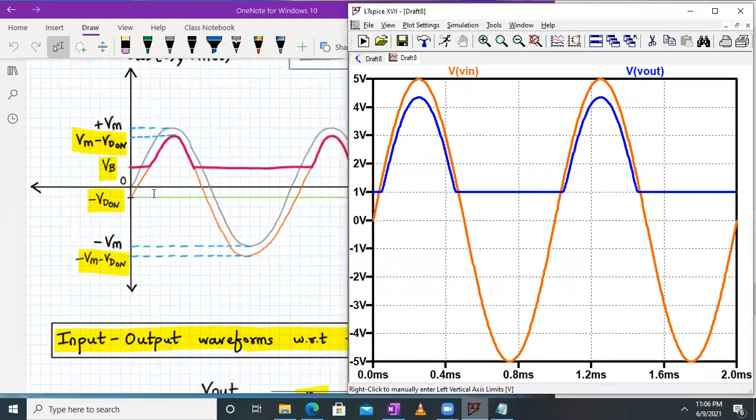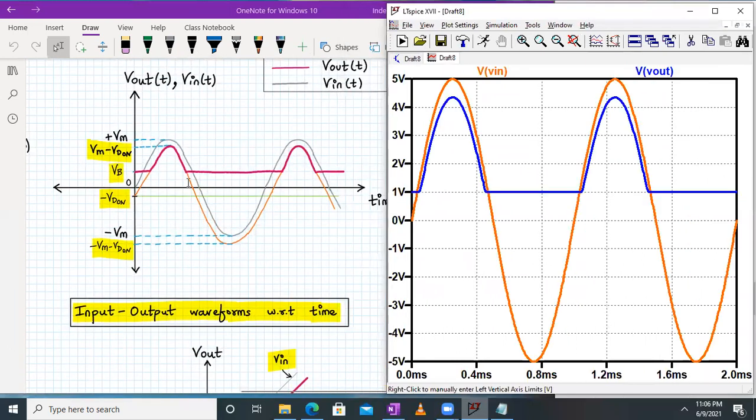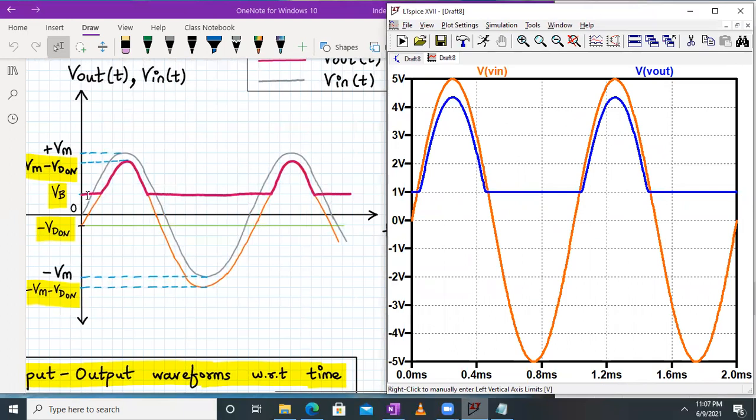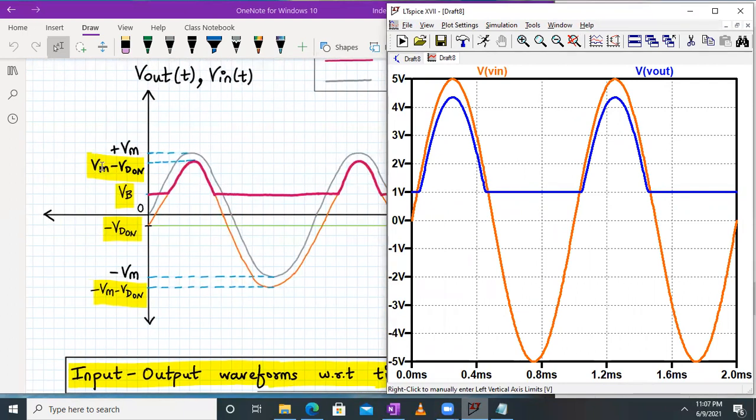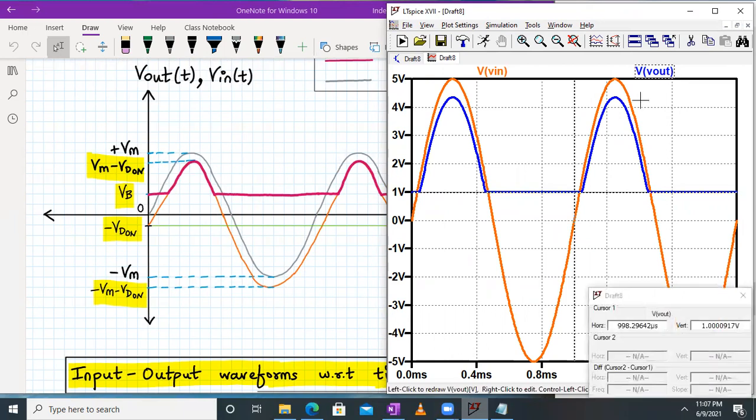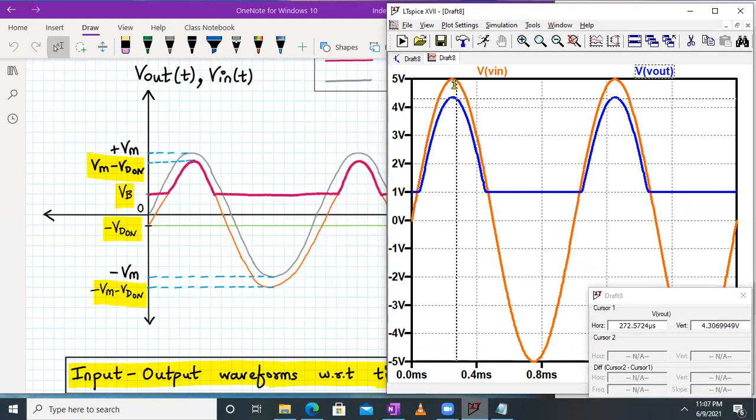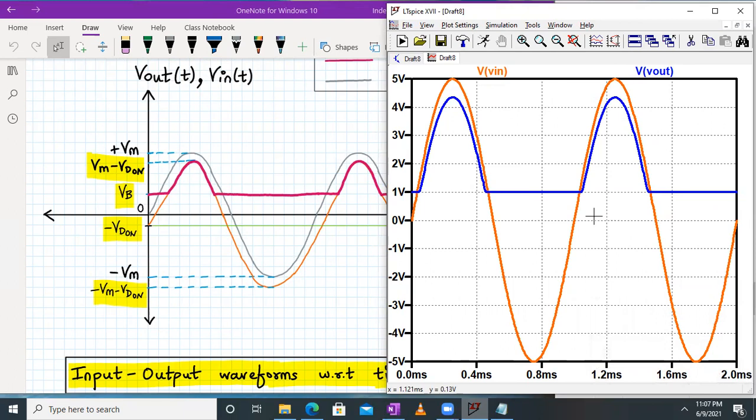So here it is, V out value. As we have discussed earlier, this level is VB. This is 1 volt. And above that, what is this height? This height is VM minus VD on, which should be 5 volts minus 0.7. That will be 4.3. So let's check if it is 4.3 or not. Yeah, 4.35, so quite matching. Both the heights are the same. So this is how we get the input and output waveforms.